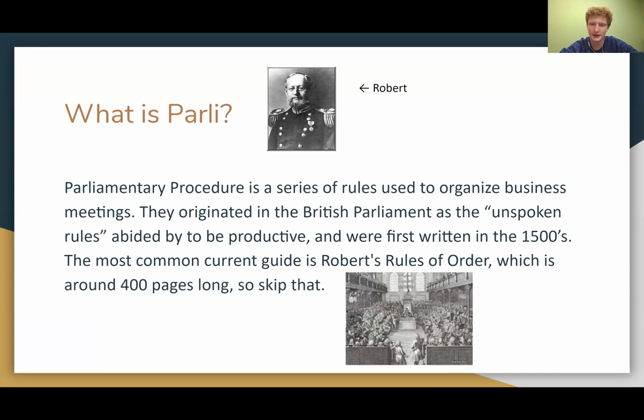The most common current guide is Robert's Rules of Order, which is around 400 pages long. I have teammates that went on to the national competition that had to read that front to back. I would skip it. And that guy right there is Robert, the guy that wrote the original Robert's Rules of Order. He's long gone now, though, but his family is still keeping up the writing. And that is the English Parliament down there in the bottom, the group that established these rules.